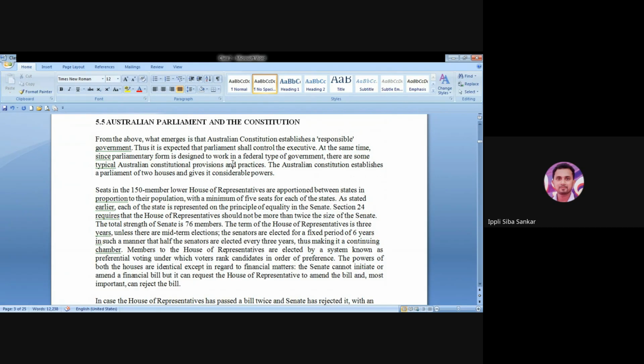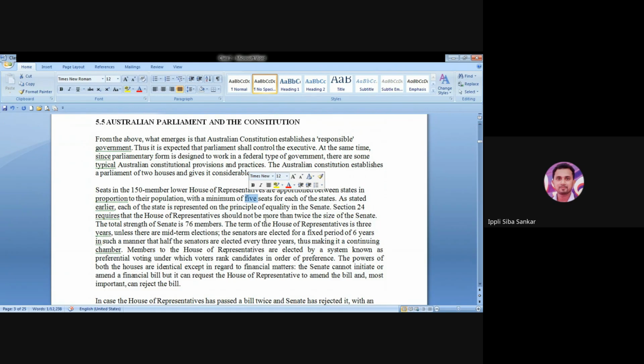The 150 members of the lower House of Representatives are apportioned between states in proportion to their population, with a minimum of 5 seats for each of the states. As stated earlier, each state is represented on the principle of equality in the Senate. In America there are 2 seats for each state, which shows equality. In Australia, we can see here that they have a minimum of 5 seats for each state.